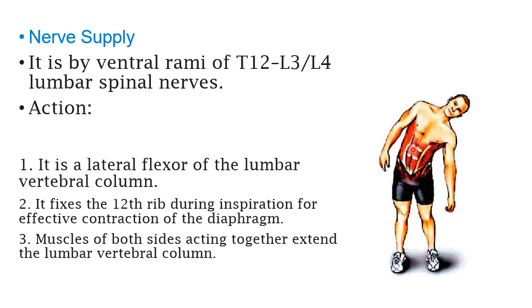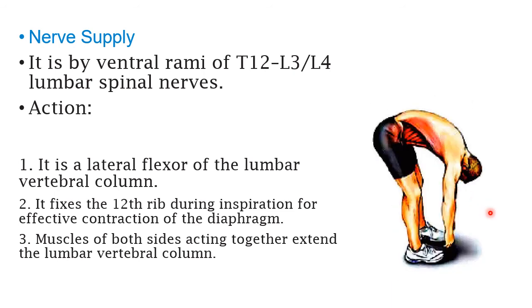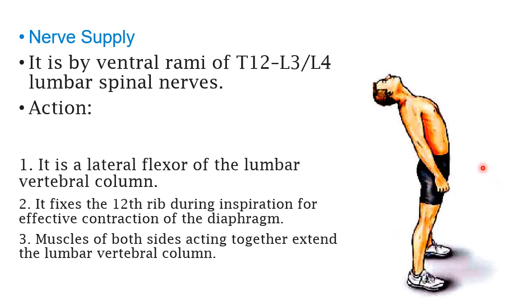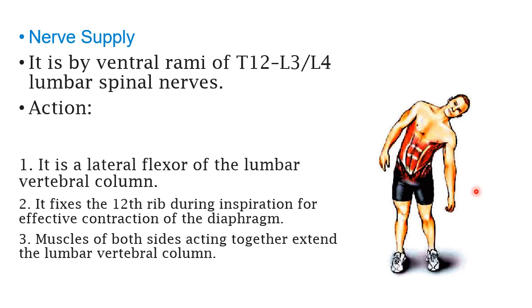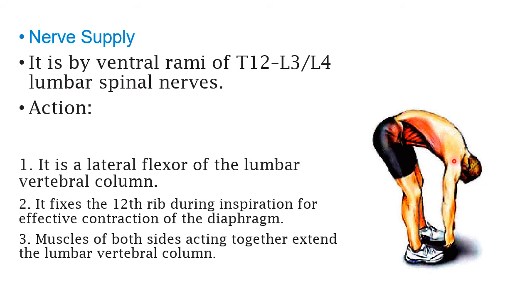So the Quadratus lumborum unilateral action, meaning one side Quadratus lumborum contracts, results in the lateral flexion movement. Backward extension is caused by both sides Quadratus lumborum contraction. Both sides means right and left Quadratus lumborum contract in the full extension of the body. So unilateral or single-sided flexion of the body is caused by the contraction of Quadratus lumborum of one side.